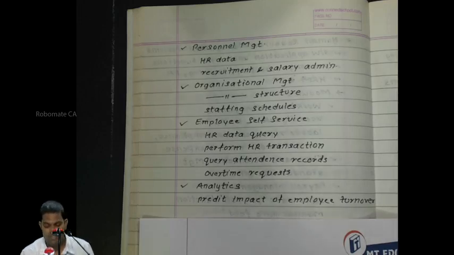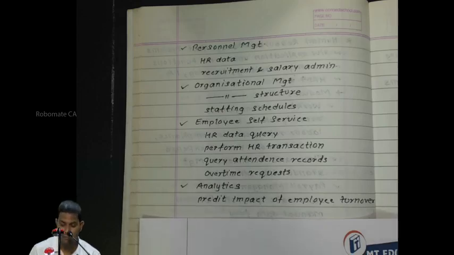Then employee self-service. Employee self-service means employees need a number of data from the company. So instead of disturbing the officials and asking them, I want this data, I want that data, you can develop a system where the employees can get the data themselves. That is the HR data query system, performing all the HR operations. What is my attendance? What was my attendance? That you can know. If you have worked overtime, that has to be recorded. All these things will be done by a module called employee self-service.